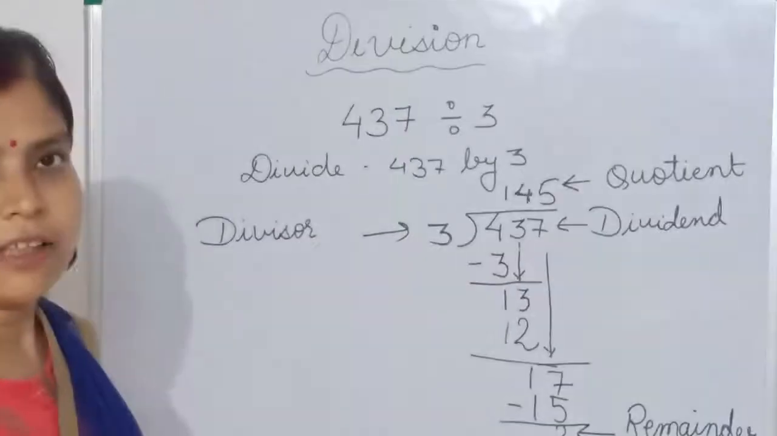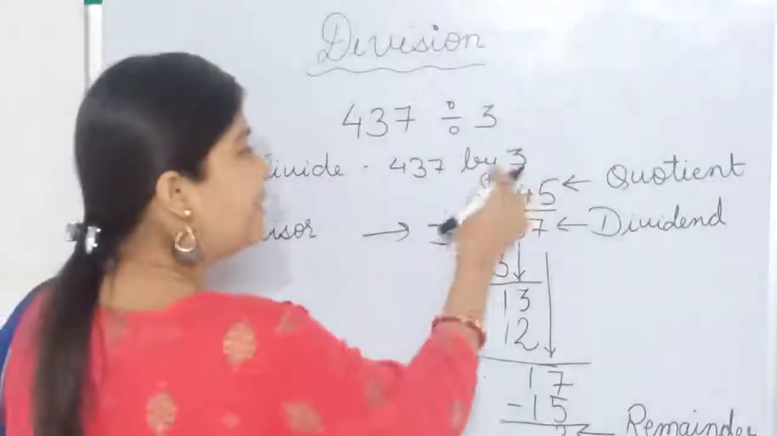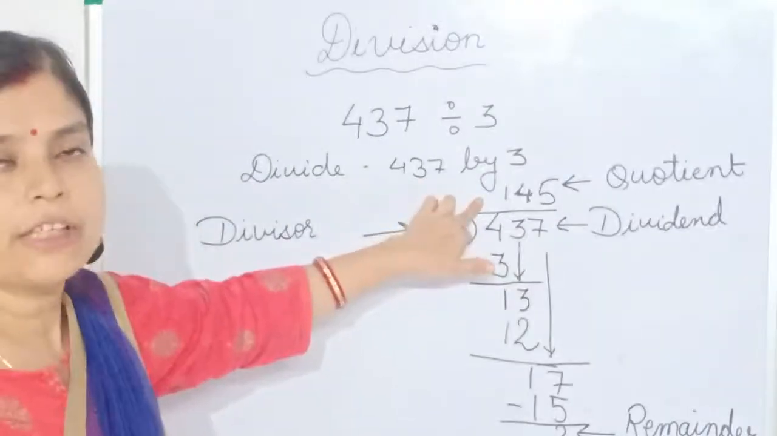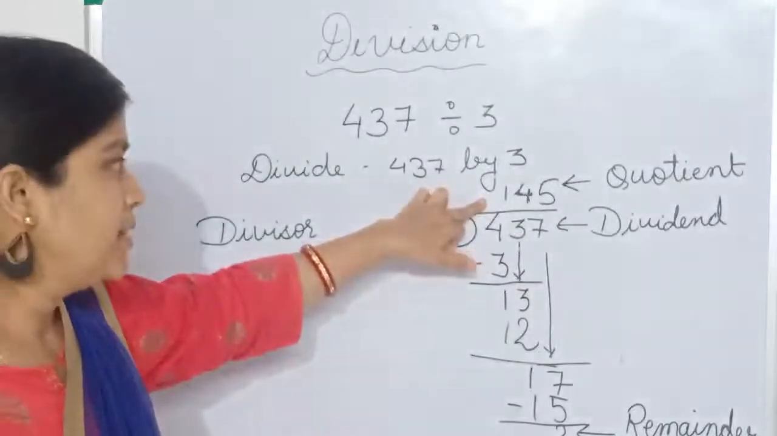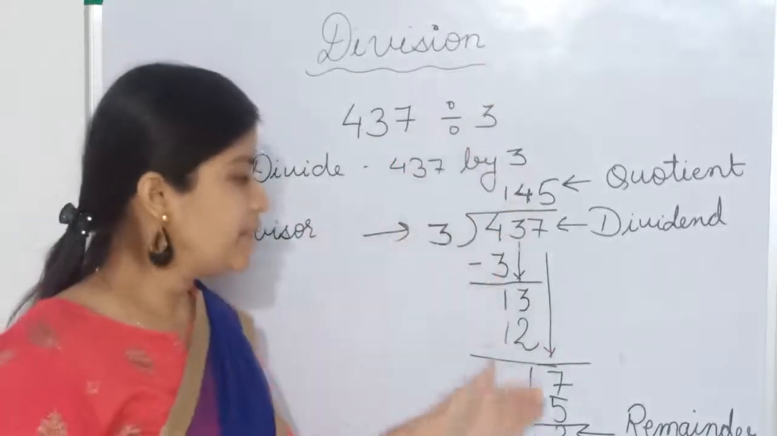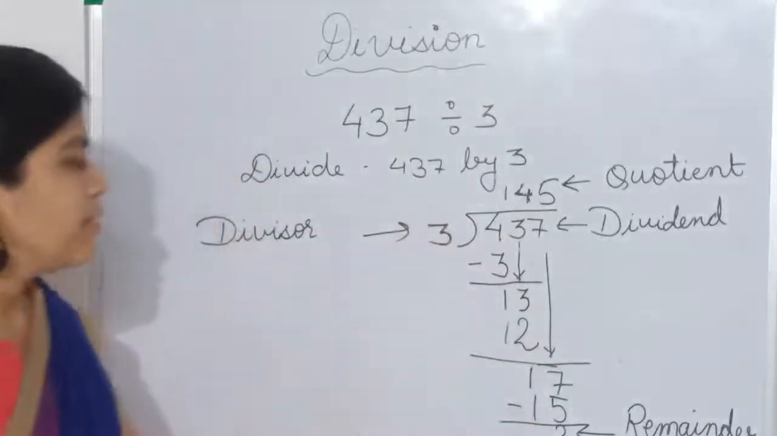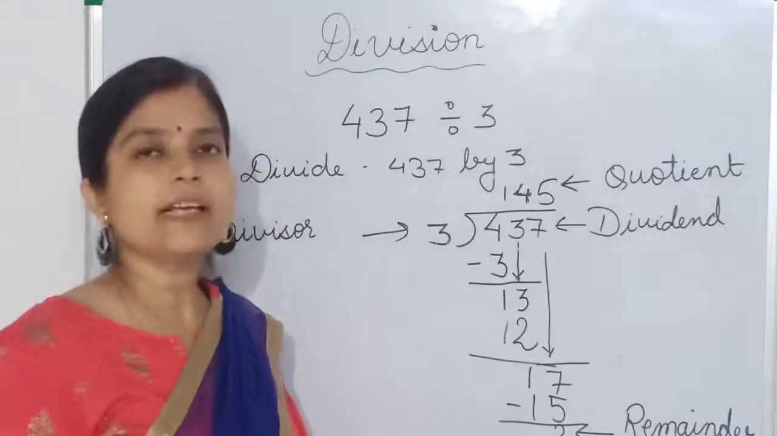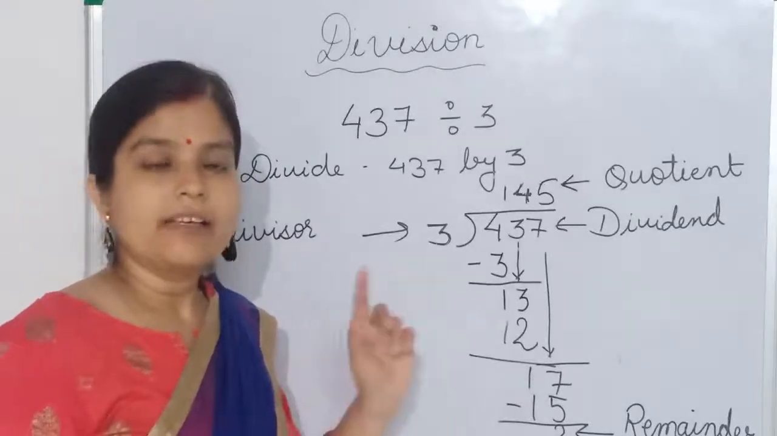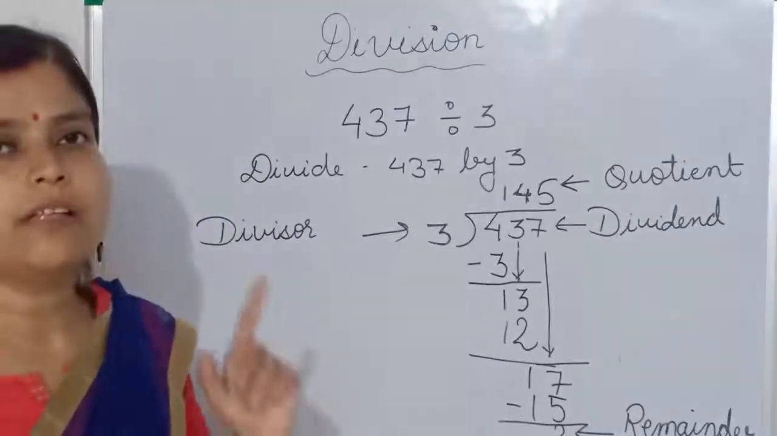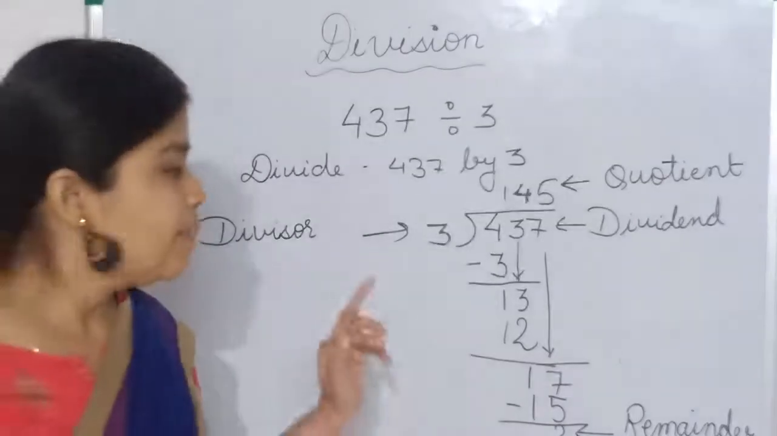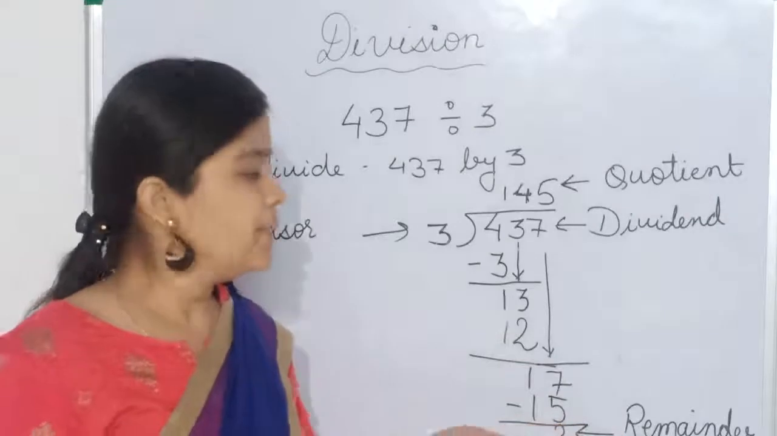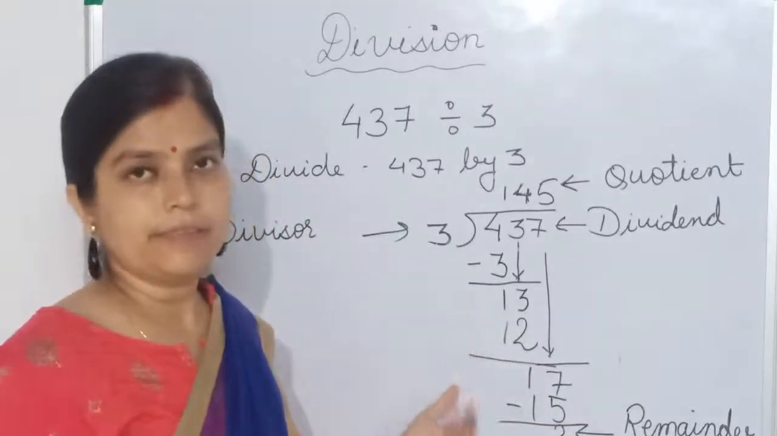And what answer will come after dividing, that is known as quotient. After dividing, we will get 145. That is the quotient. And the number which is left over after division, if it is not completely divided, that leftover number is known as remainder. And remainder will always be smaller than divisor. Never will it be equal to divisor, never greater than divisor. It will always be smaller than divisor.